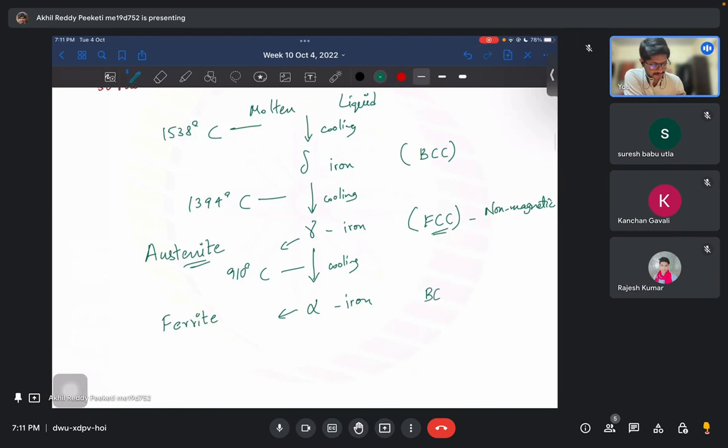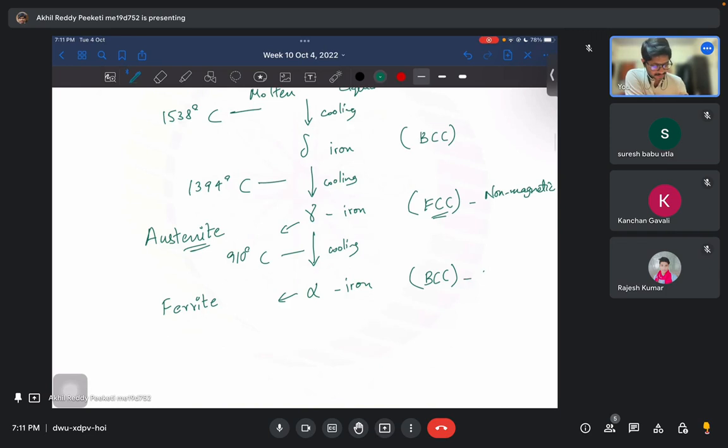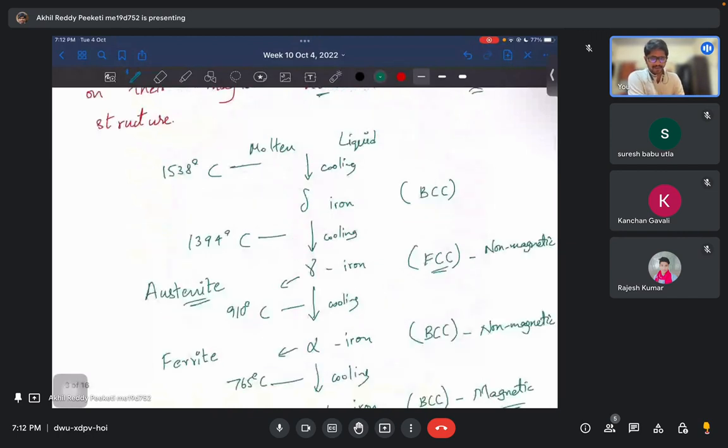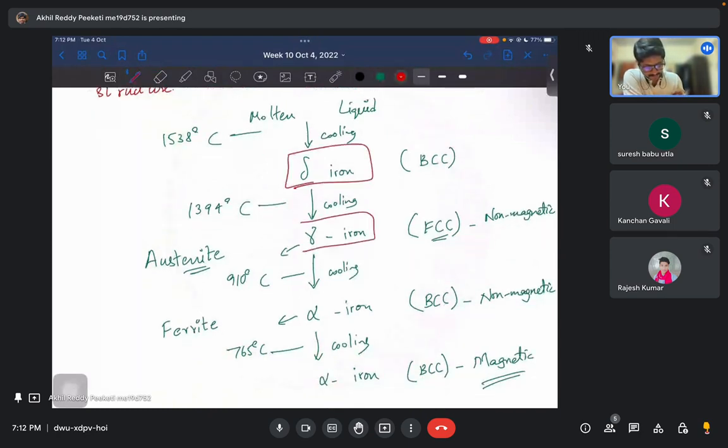The crystal structure changes again to BCC. Initially from molten it has BCC, then gamma turns to FCC, and then alpha again is BCC. Initially, alpha iron at higher temperatures is non-magnetic. But if you cool it further to below 765 degrees Celsius, it will still be alpha iron and still BCC, but it becomes magnetic. So if you are cooling pure iron from the molten state, these are the different phases you will get: first delta iron, then gamma iron, then alpha iron, and in alpha iron two phases, magnetic and non-magnetic.